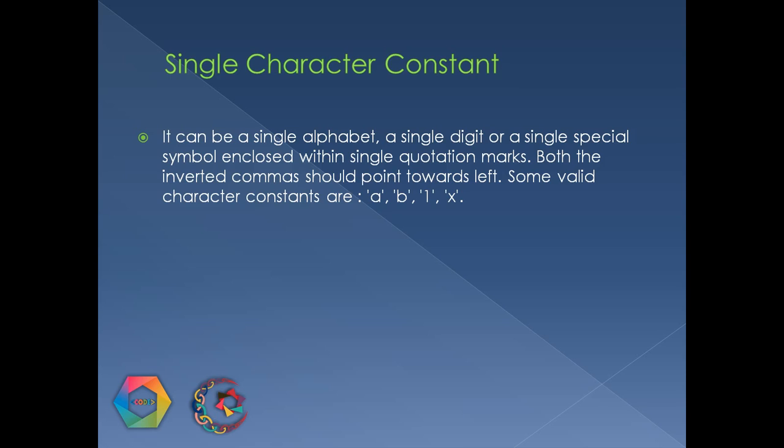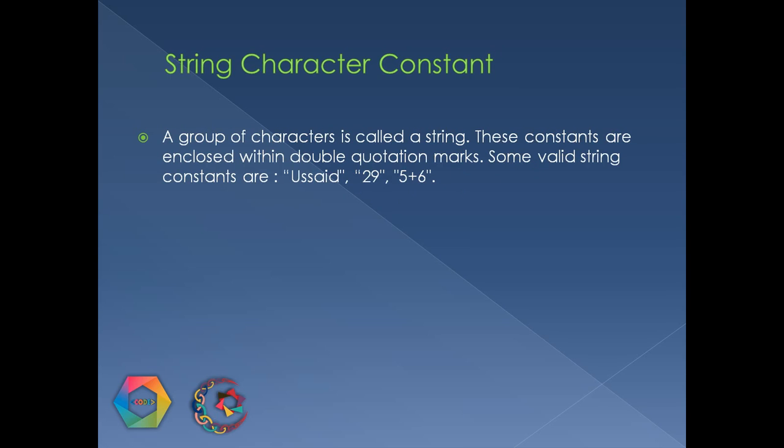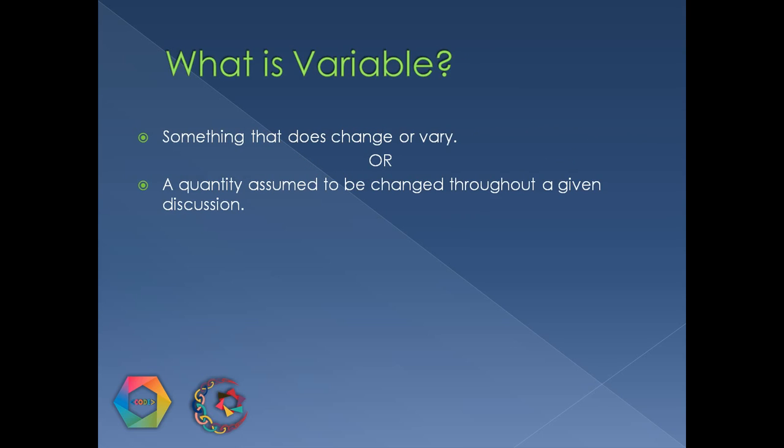Let's jump to the next one, string character constant. A group of characters is called a string, and these constants are enclosed within double quotation marks. Single character constants are enclosed within single quotation marks, while string character constants are enclosed within double quotation marks. Some valid examples can be double quotation mark my name and again double quotation mark. Again we can use some digits as well and some signs. That's it with the constants.